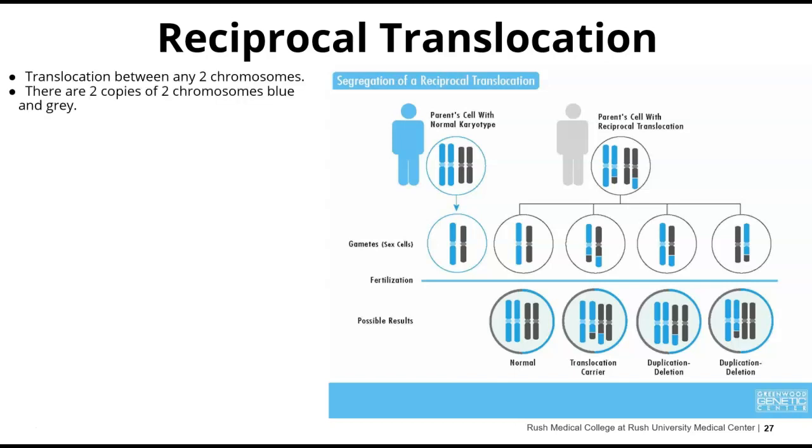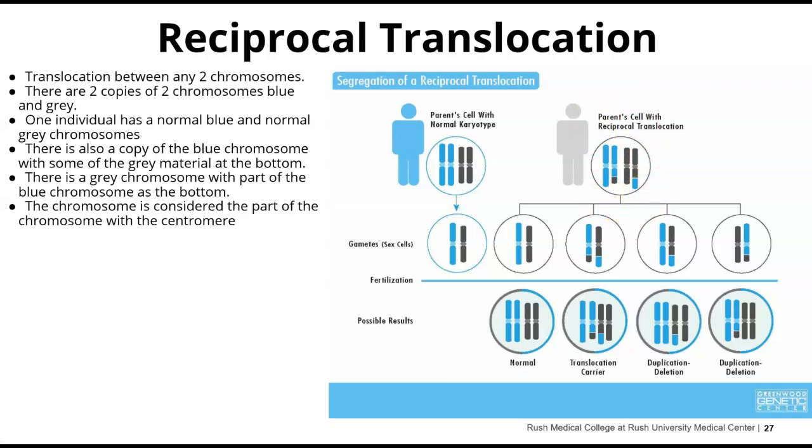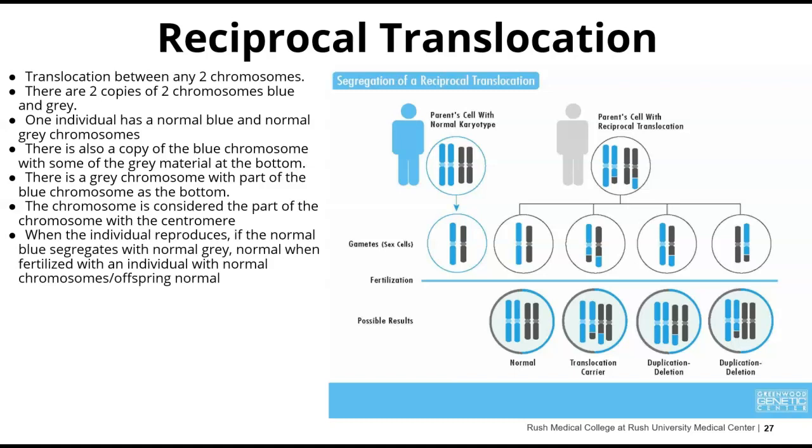Reciprocal translocations are translocations between any 2 chromosomes. So let's call this chromosome 1 and this is chromosome 2. In the parent with a reciprocal translocation, they have a normal 1 and a 1 with some of 2 on it, a normal 2 and a 2 with some of 1 on it. When you add it all together, they've got 100%. The name of the chromosome is determined by which one has the centromere. So sometimes there'll be a really large piece of, let's say, chromosome 1 at the bottom of 21. There's more material from 1 than 21, but it's considered chromosome 21 because the centromere is from chromosome 21.